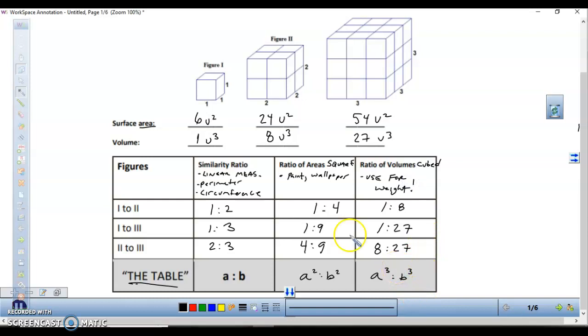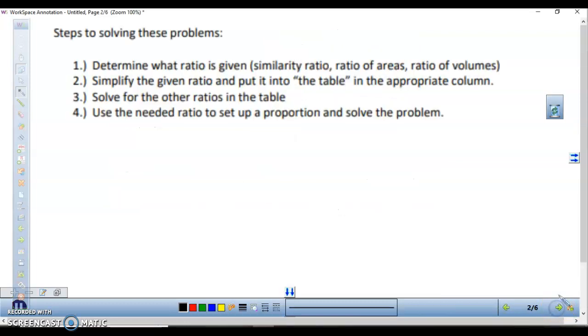So let's just take a look at an example of how we can apply this. Well, I guess before we do that, let's talk about the rules. When you're solving these problems that have similar polygons, or similar solids too, and you want to apply this stuff, the very first thing is determine what ratio is given. So maybe you're given the side lengths and you could determine the similarity ratio. Or maybe you're given perimeter, you can determine the similarity ratio.